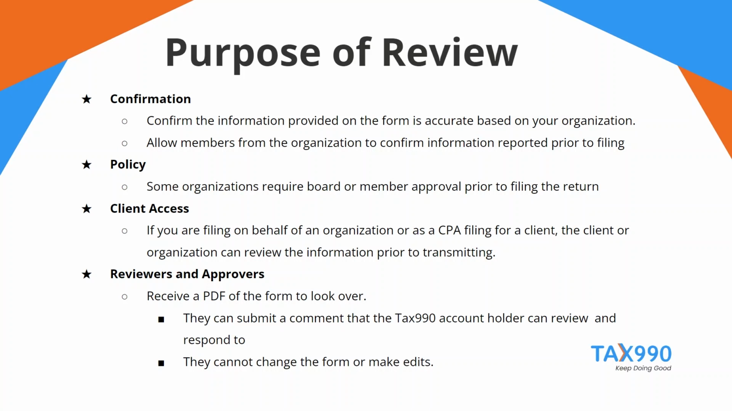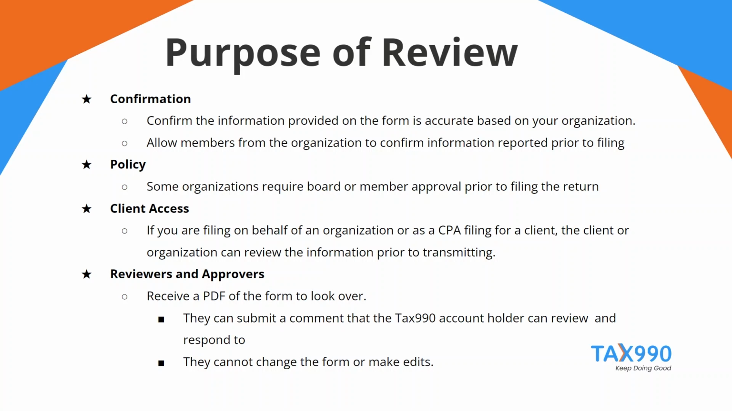Organizations and Tax 990 clients use our reviewer and approver process for a lot of different purposes. You can use this process for basic confirmation, basically just getting a second pair of eyes on the form, just to confirm the information provided on the form is accurate based on the organization, financial information, activities, and so forth. Make sure you didn't forget anything important, leave members off, those types of things. And it allows members from the organization to confirm the information reported prior to filing.